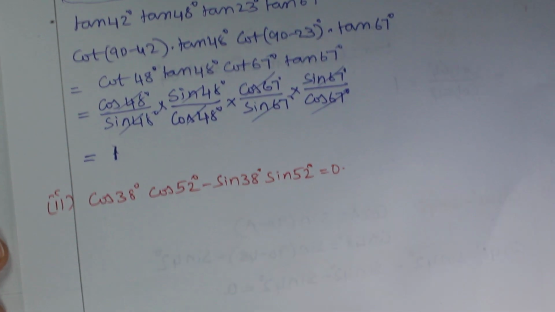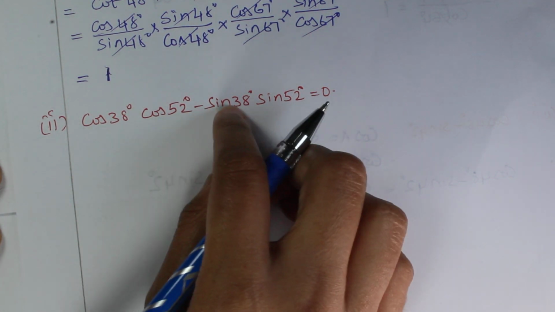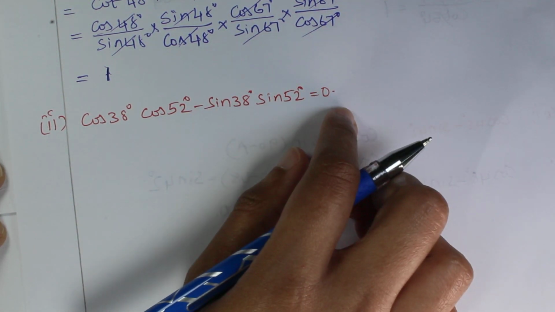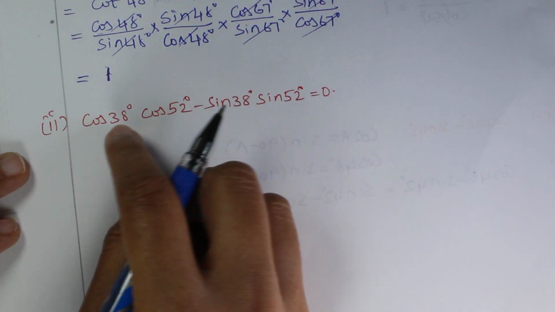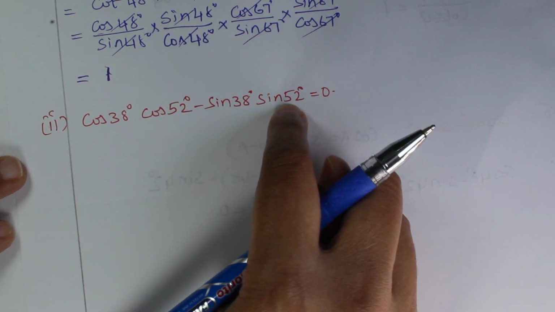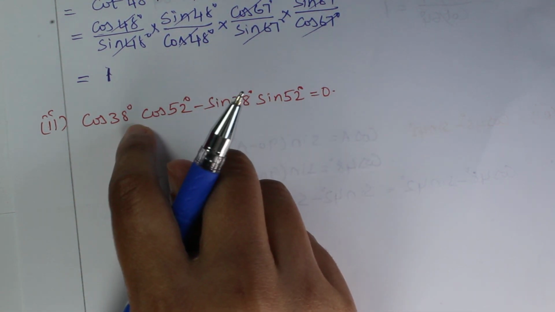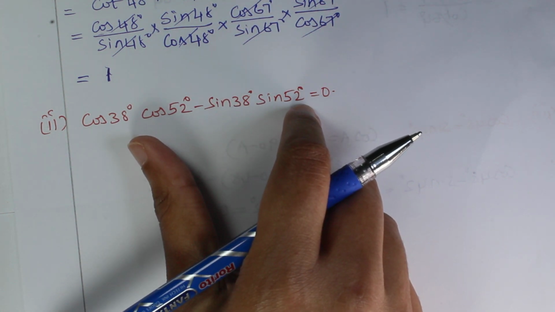Now let's move to the second part of the second question. Cos 38 degrees cos 52 degrees minus sin 38 degrees sin 52 degrees is equal to 0. So first of all, let's convert this as sin and cos terms and this also as sin and cos terms so that we are able to calculate the total sum.